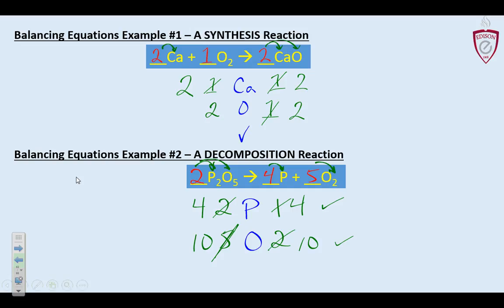Done. Can I take those numbers and make them any smaller? Nope, there are no greatest common factors. So that one is done.